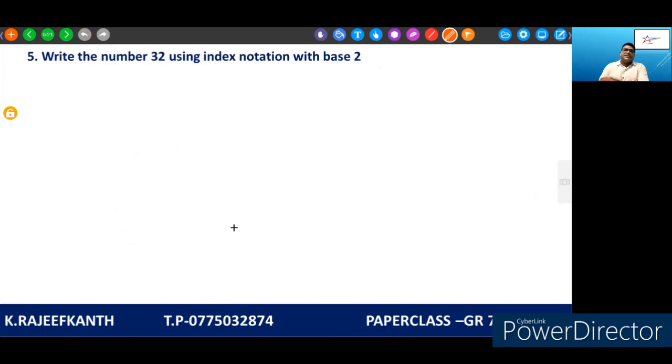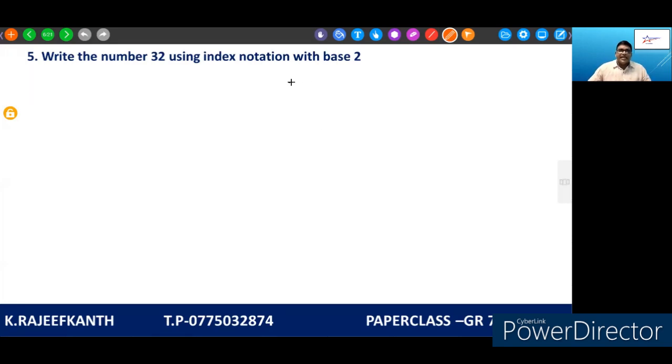Write the number 32 using index notation with base 2. Now you have to write this number 32 as index notation with the base 2. If you divide 32 by 2, then you can get the multiples of that 2. Then you can write it in index notation.